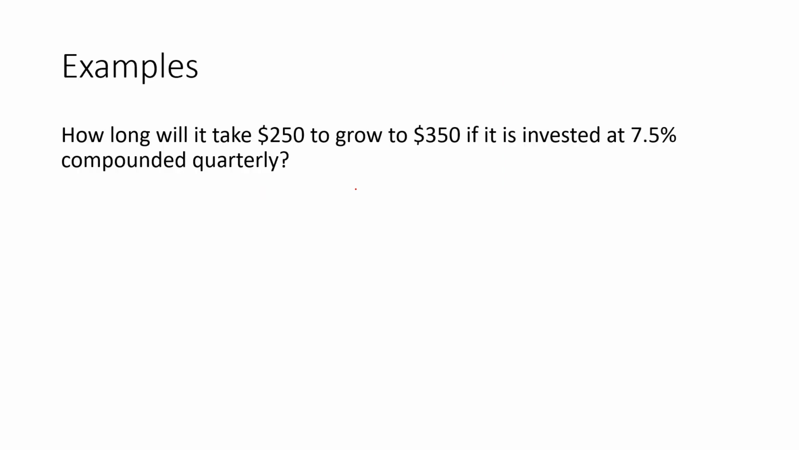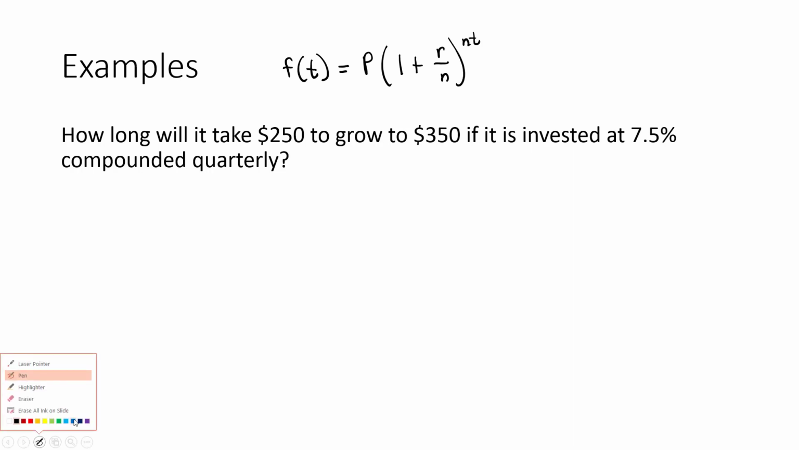So, let's do an example. And just to help us out here, I'm going to write the formula again up here. F of T is equal to P times 1 plus R over N raised to the NT power. So we have $250. We want it to grow to $350, invested at 7.5%, compounded quarterly. Let's see what we have for the pieces.